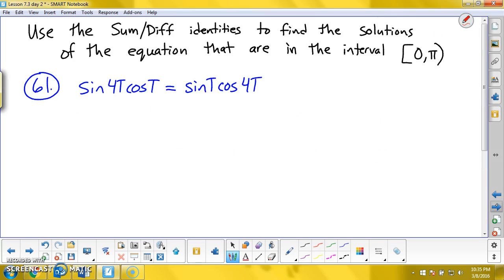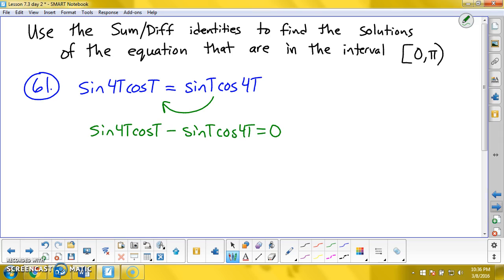Last problem I want to show you here today. It says use the sum and difference identities to find the solutions of the equation that are in the interval 0 to pi. So here's an equation. What I want to do is get everything onto one side. So I'm going to move this term over to the left. In doing that, I have the sine of 4t times the cosine of t minus the sine of t cosine of 4t equals 0. I just moved everything to one side.